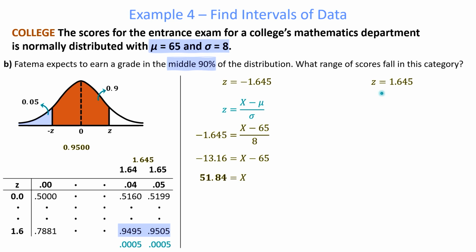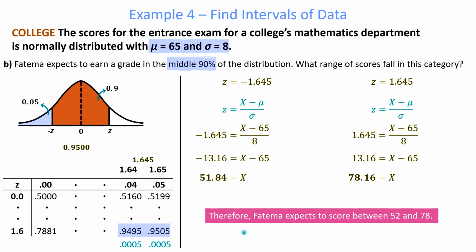And we'll do the same on this side. So we'll substitute this value, the mean and the standard deviation, into this formula to give us the following, and then we solve for this data value x. So we'll begin by multiplying both sides by 8, and then we'll add 65 to both sides, and then we have the two corresponding data values that we wanted. So therefore, Fatima expects to score between 52 and 78.